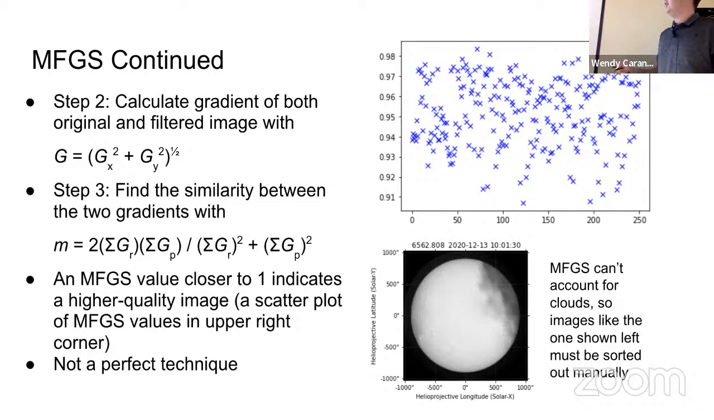And here's just a scatter plot. So the y-axis is the MFGS values for all the GONG images I was looking at. And you can see they're all pretty high quality, the lowest being about 0.9. It's also important to mention, though, MFGS is not a perfect technique. It can't account for things like weather. So for example, in this image, this had the highest MFGS value of any image in its region, but there are clouds. So we don't want to use that for the animation. And so unfortunately, you have to go through all your images first and filter out the ones that have clouds. You have to do that manually. And then once you do that, then you can use the MFGS technique.